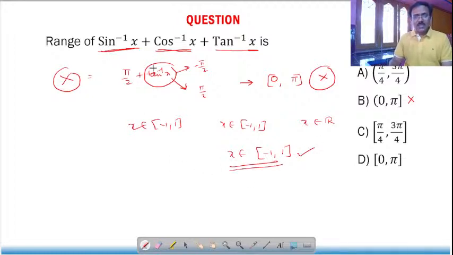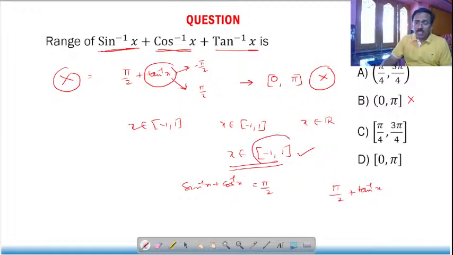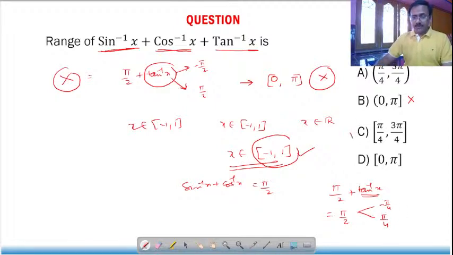So in that case, anyhow, sin inverse x plus cos inverse x is pi by 2. We can agree on that. So our function is pi by 2 plus tan inverse x. But you are giving values from minus 1 to 1 only. In this case, tan inverse is an increasing function. Its minimum value will be minus pi by 4, maximum value will be pi by 4. So the sum is minimum pi by 4, maximum 3 pi by 4. This is the range, friends.